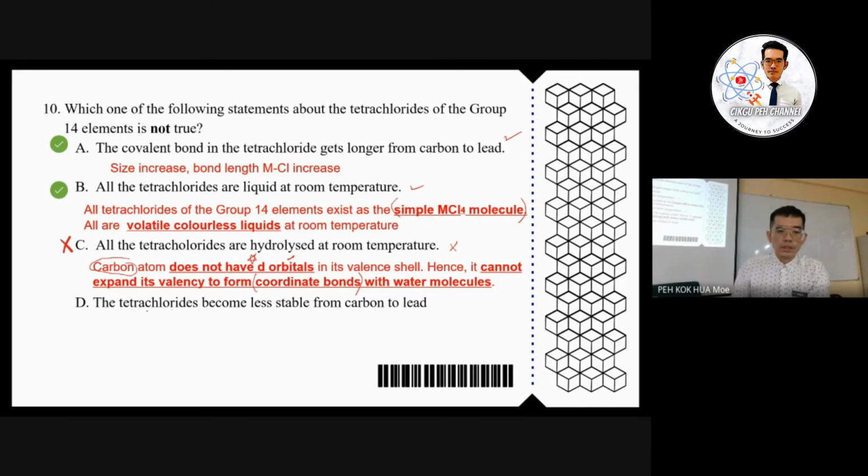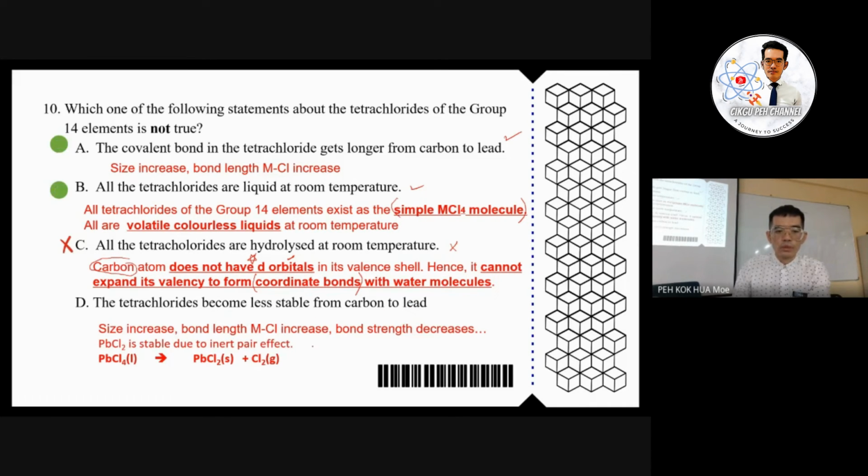Okay, so D, the tetrachloride becomes less stable from carbon to lead. Okay, this one is correct, because we know that lead is stable at the +2 oxidation state. And the size also increases, causing the bond length to increase. So the bond strength decreases, so the thermal stability is also decreased. Okay, so the answer here is C.